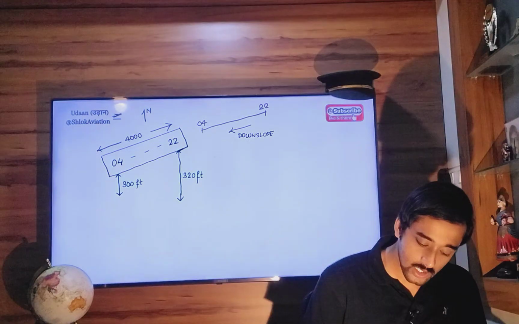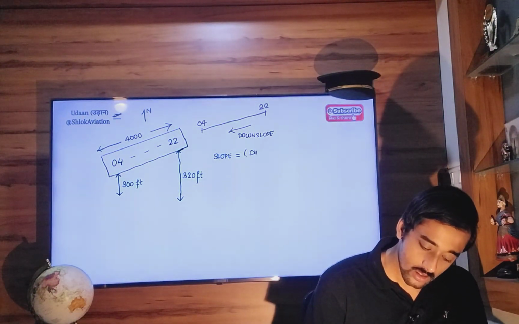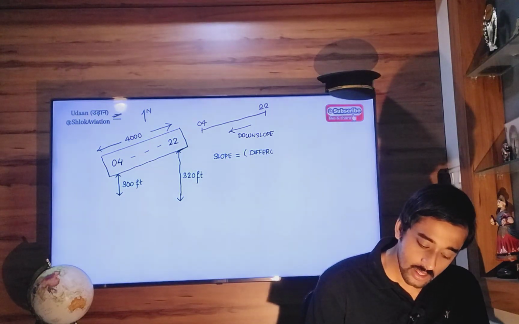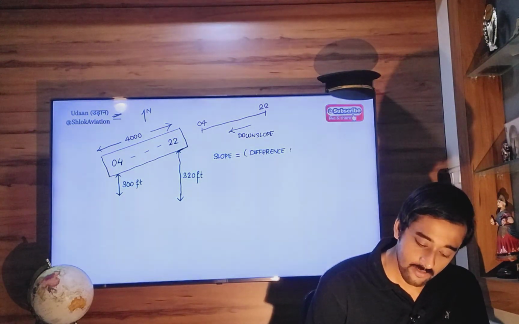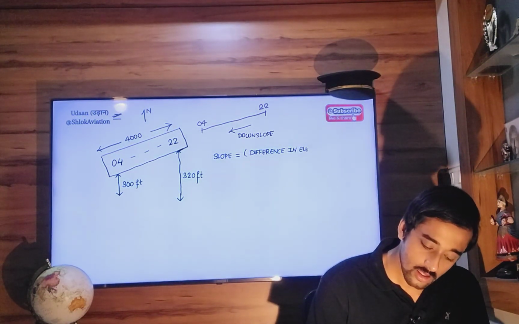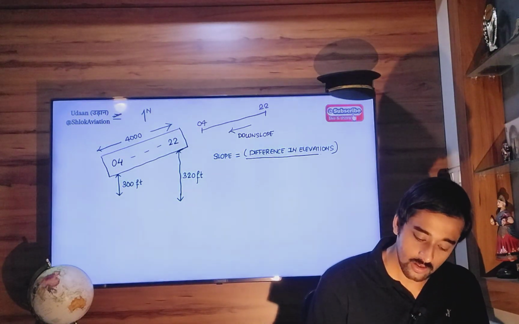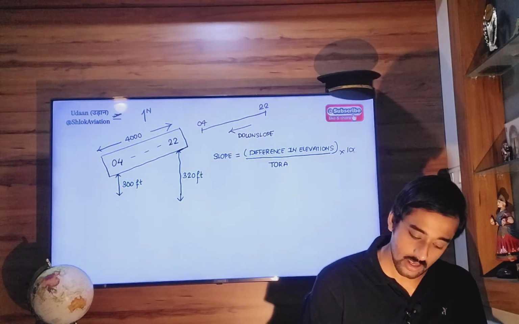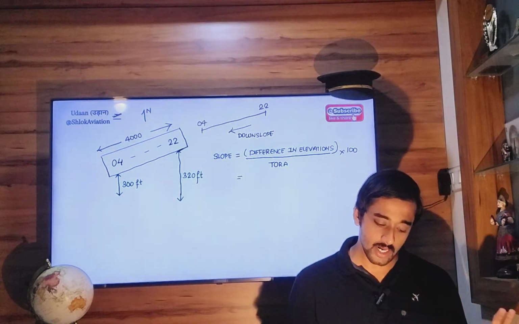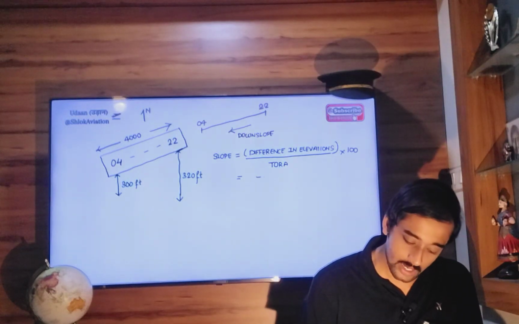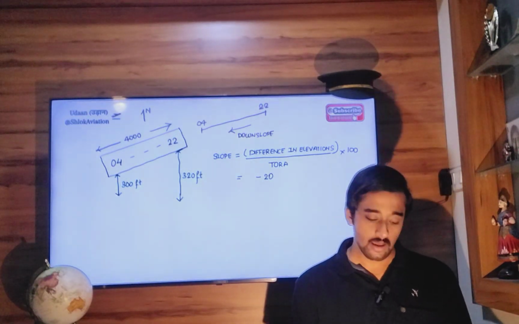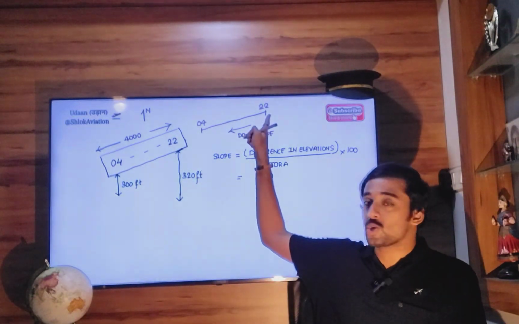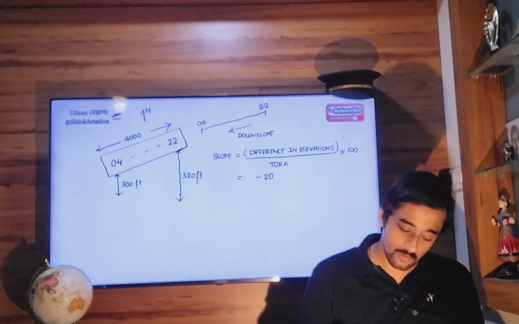The formula is slope equals the difference in elevation divided by takeoff run available multiplied by 100. So what is the difference between 300 and 320? It is minus 20 feet. Why are we writing the minus sign? Because if taking off from runway 22, you are going to experience a down slope.